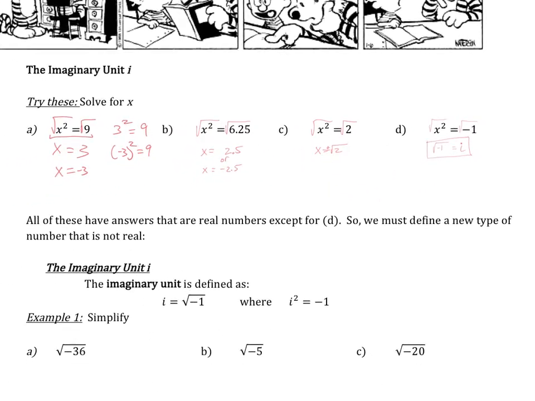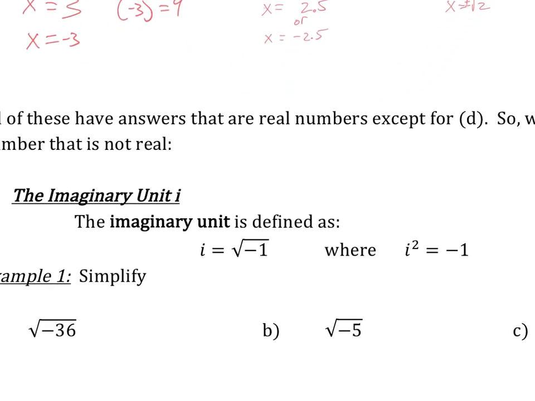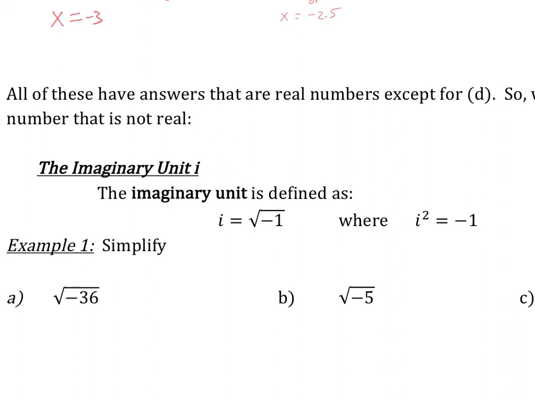These all have a real answer except for this one over here. So we define a new number that we'll call the imaginary unit, which is the square root of negative 1. So i is the square root of negative 1. Or if we square both sides, then we get i squared equals negative 1.